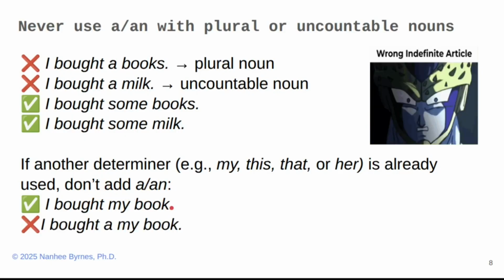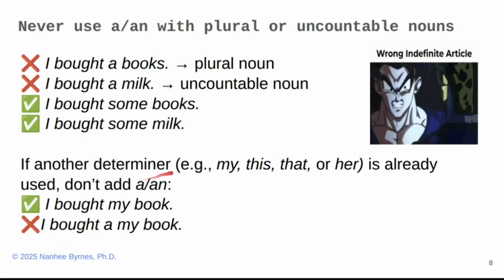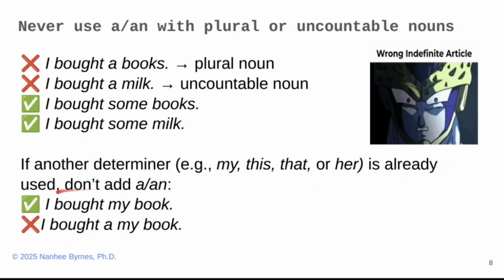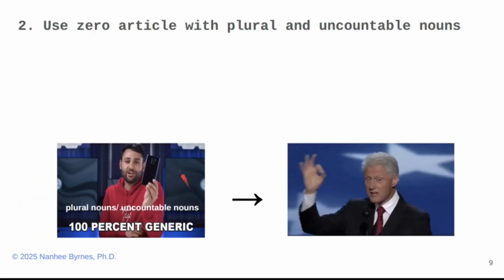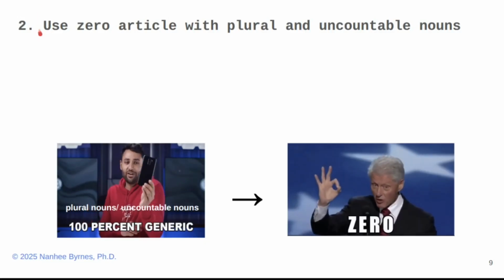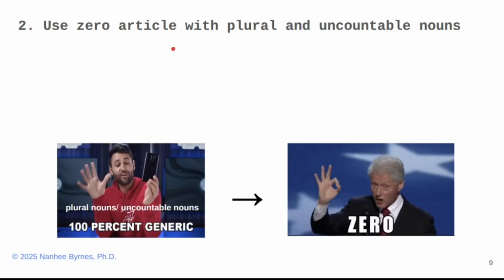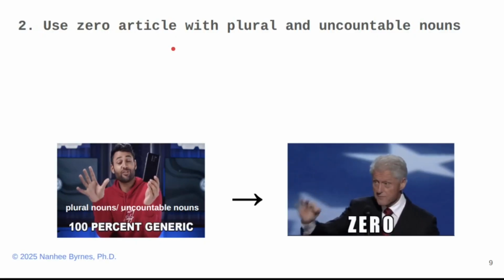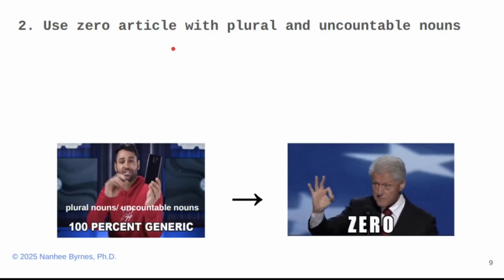This first rule might seem simple, but it's one of the clearest signs of fluent English, knowing exactly when to use a or an, and when to leave them out. Now that we've seen how a, or an, introduces one new, countable thing, let's shift our focus to something different, talking in general. Sometimes you're not talking about a single item, but about an entire group or category.